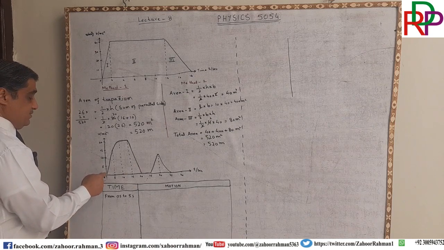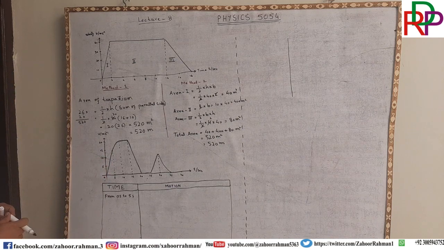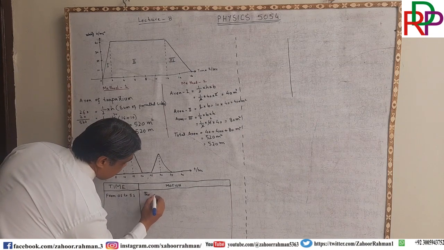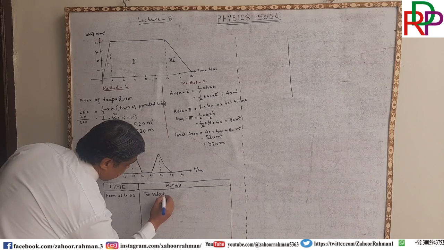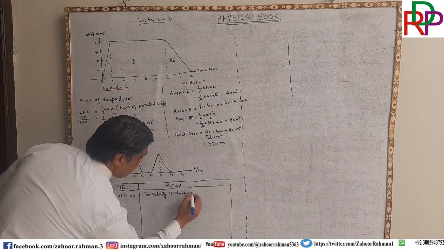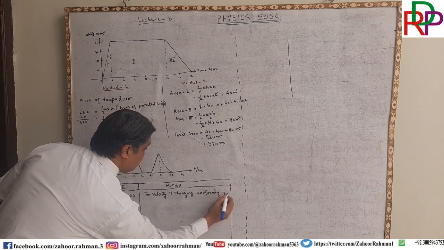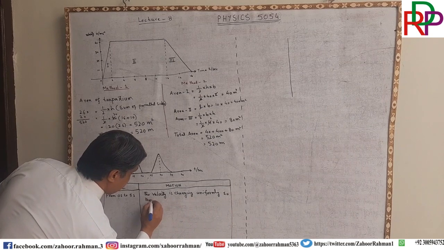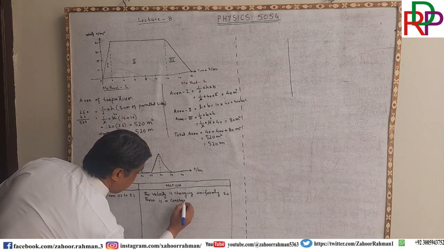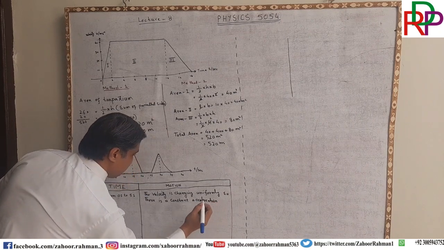Because from 0 to 5, this is a straight line, it means that the velocity is changing uniformly, so there is a constant acceleration. Uniform velocity change and constant acceleration.